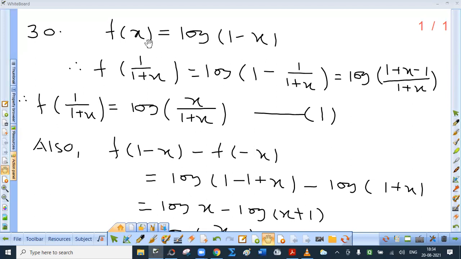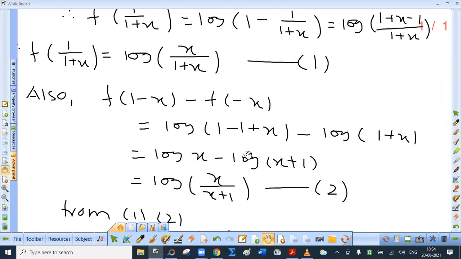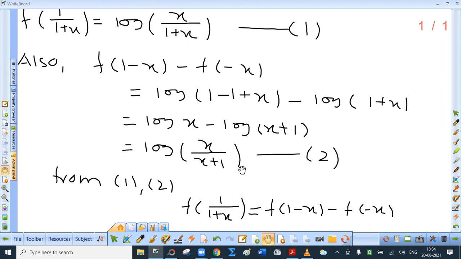What is f of minus x? Replace x by minus x. So log of 1 minus minus x, that is 1 plus x. What is log m minus log n? It is log of m upon n. From 1 and 2, f of 1 upon x is f of 1 minus x minus f of minus x.